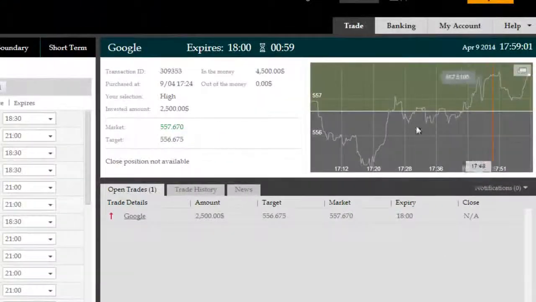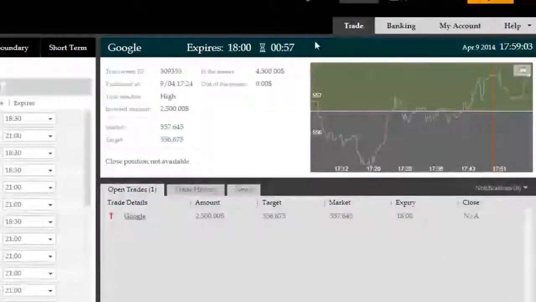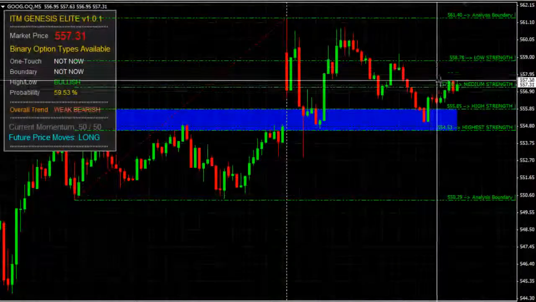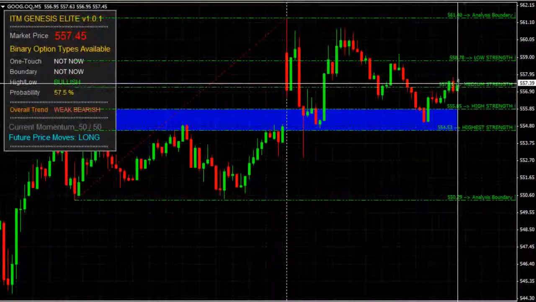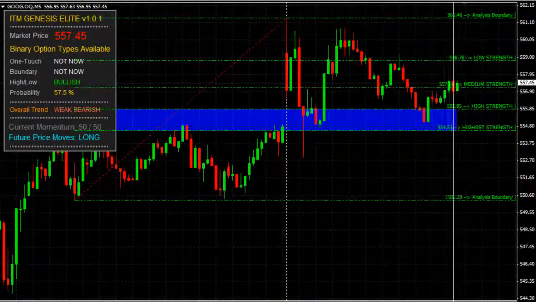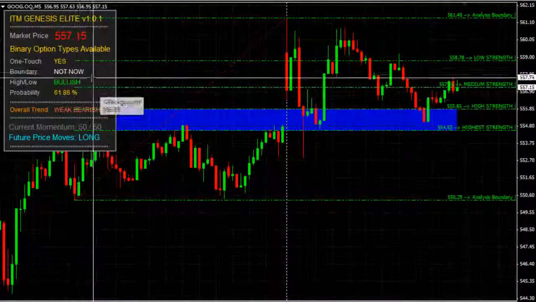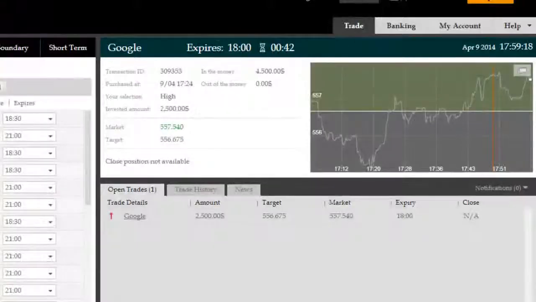All right, we're back with roughly 58 seconds remaining on this trade. As you can see, timing your entries pays off. And with Genesis Elite, you know exactly when to enter because the analysis boundary as well as the reversal zones are there to tell you exactly what price is doing and what it is about to do next. Future price moves are told to you on the left-hand panel as long. You just have to wait for the right moment with Genesis Elite guiding you the whole way.